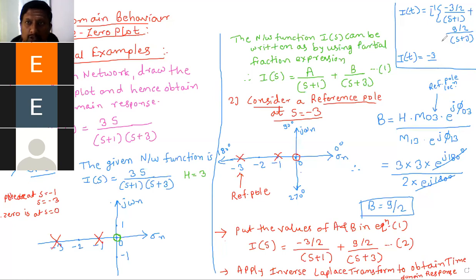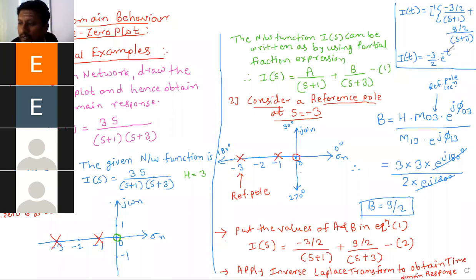So 1 upon s plus 1, what is the inverse Laplace? E raised to minus t. Yes, very good. Next plus 9 by 2 you can take outside, 9 by 2. So the inverse Laplace of 1 upon s plus 3 is e raised to minus 3t. Yes, very good. So that is your final answer. So final answer is here.